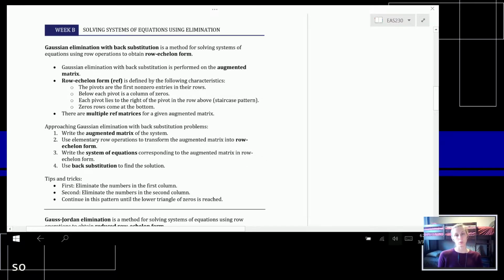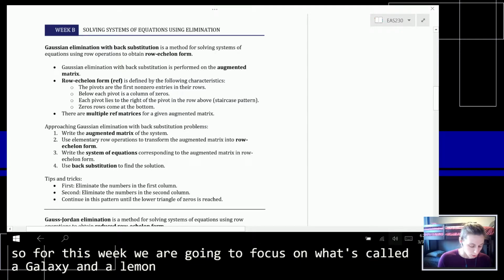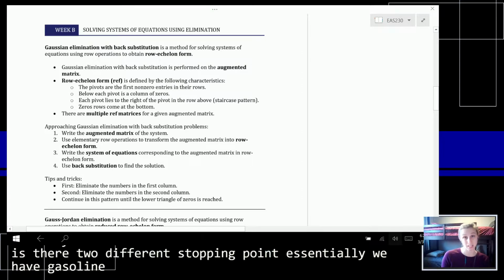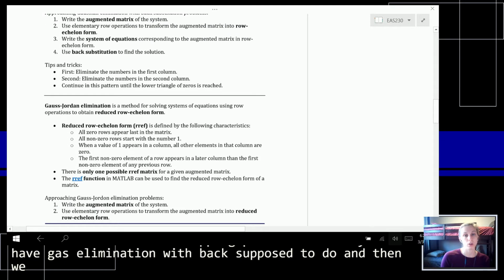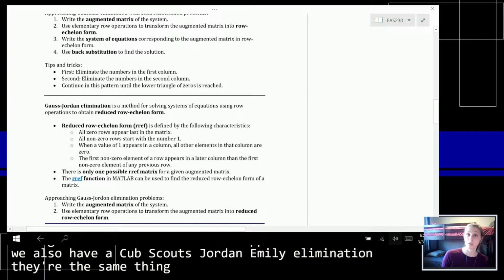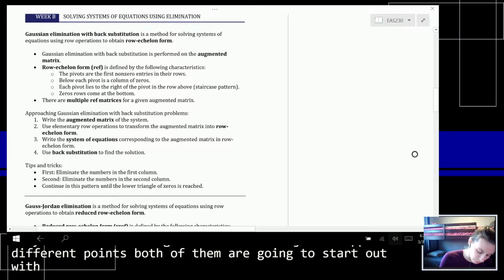So for this week, we are going to focus on what's called Gaussian elimination. Gaussian elimination has two different stopping points, essentially. We have Gauss elimination with back substitution, and then we also have what's called Gauss-Jordan elimination. They're the same thing, more or less, we just stop at different points. Both of them are going to start out with our augmented matrix.